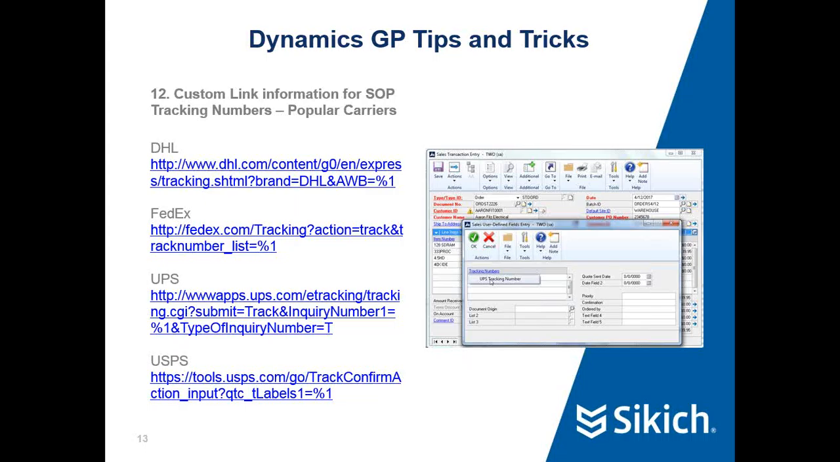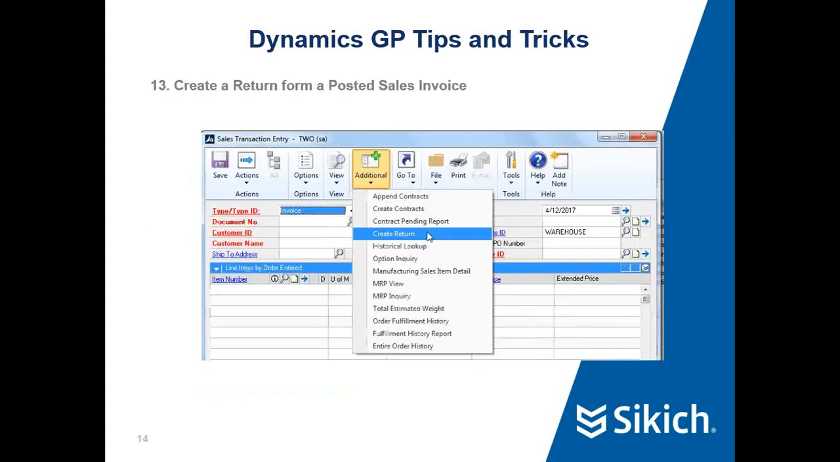So that's number 12. Number 13, creating a return from a posted sales invoice. So an invoice goes out, it gets posted, and for some reason they want a credit. They're sending the goods back, they ordered the wrong thing, whatever it may be. Save yourselves the trouble from having to type everything in, type in the item numbers, because let's just say it was a 30-line invoice. You can actually create a return directly from the invoice.